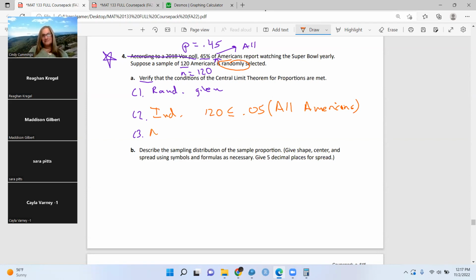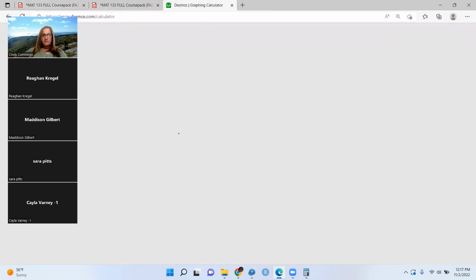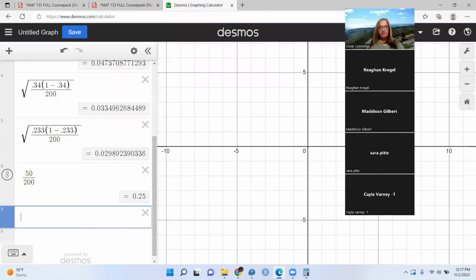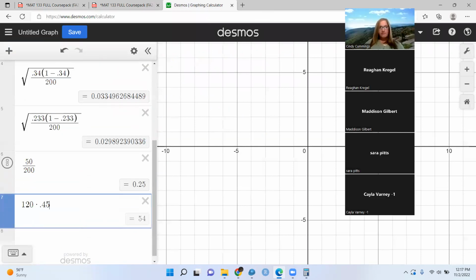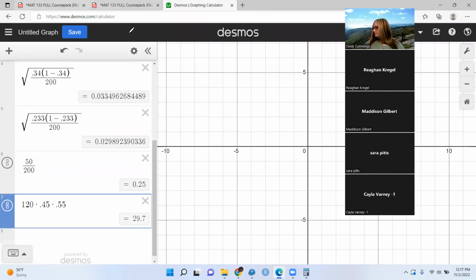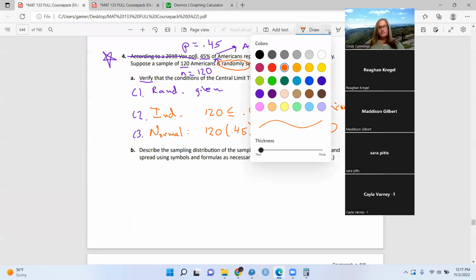And then the one that we often mess up. How do we know then that we're going to have a normal distribution for the sample proportions? Well, 120 times 0.45 times 1 minus 0.45 has got to be greater than or equal to 10. That's what we're interested in. I'm doing this for you all. I'm assuming you all have done it. 29.7. Is this feeling good, everyone?